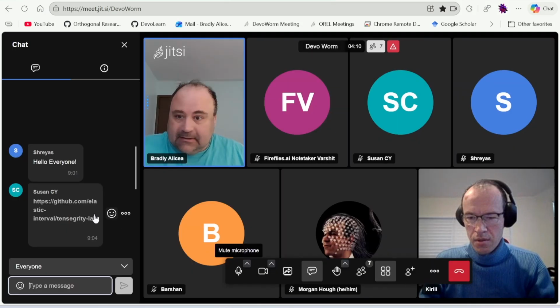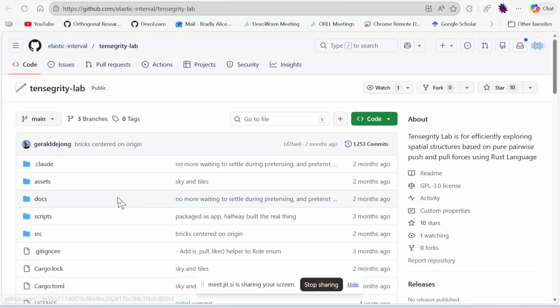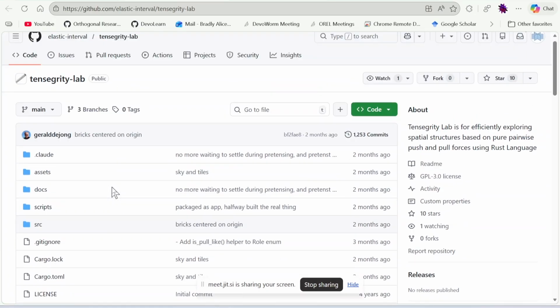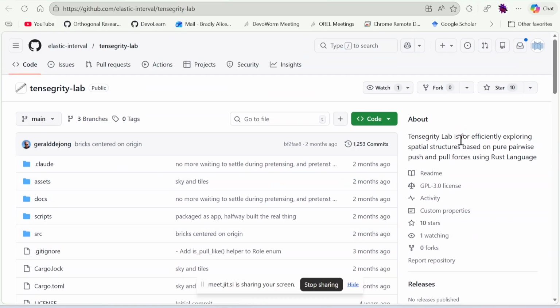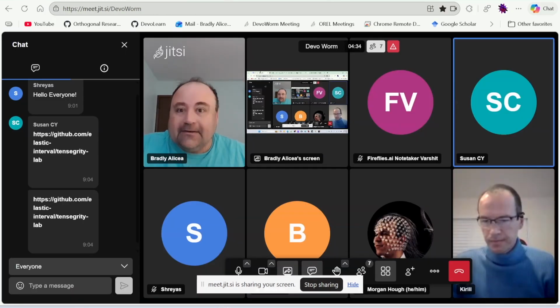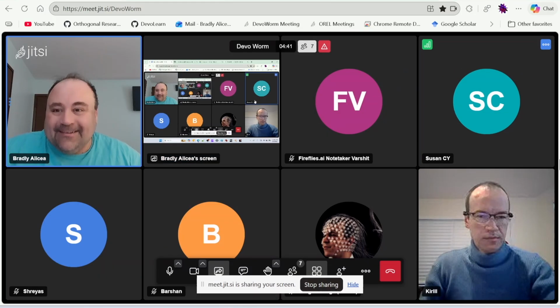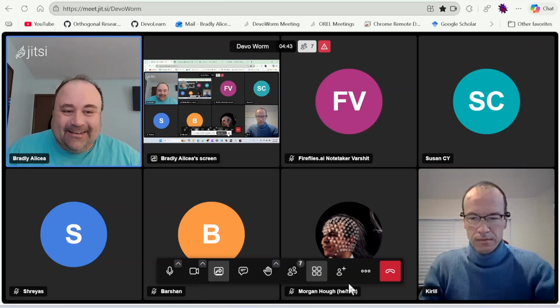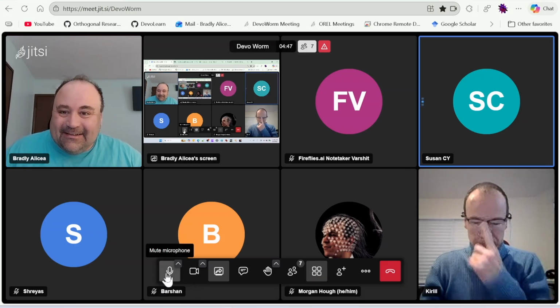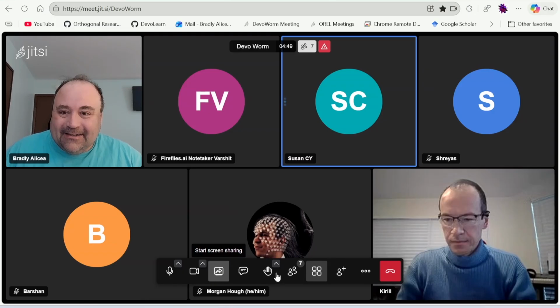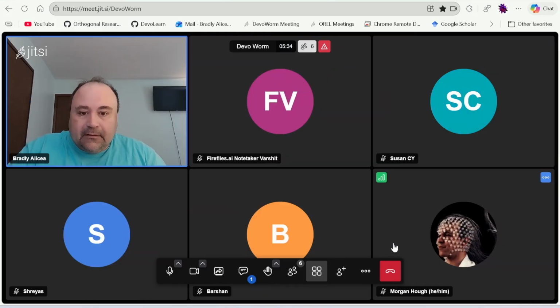So this is Susan's link to the Tensegrity Lab software. This is in Rust. Yes, Rust. Most of it. They said there was a bit of Python in there, but mostly Rust. Yeah. It's about the 10th computer language I'm going to have to know. This is ridiculous. All right, well, we wait for Kirill.